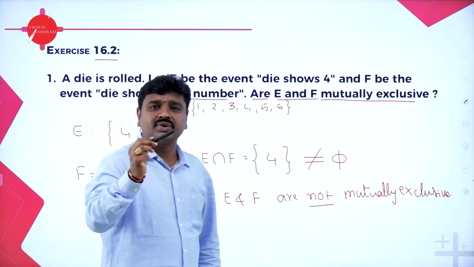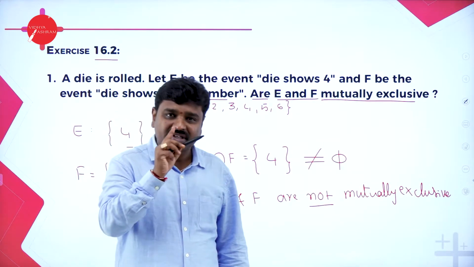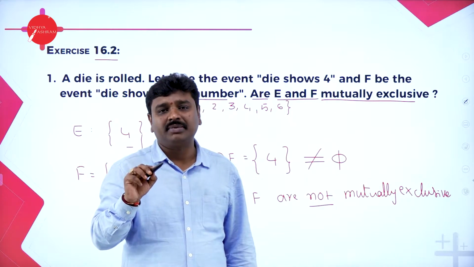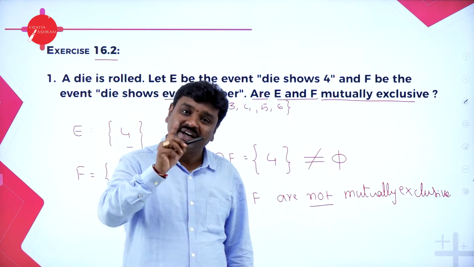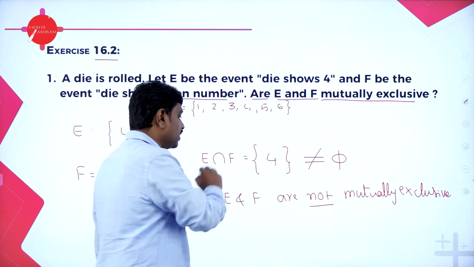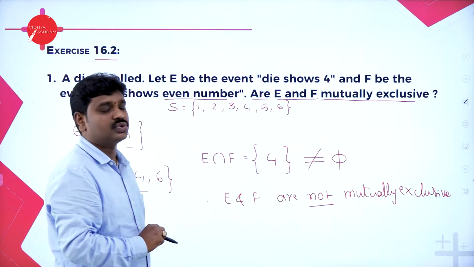When can you say two events are mutually exclusive? We can say two events are mutually exclusive if they don't have any common elements. Means when you do intersection, you should get null set. But here we are not getting null set. We are getting an element. Therefore, they are not mutually exclusive.